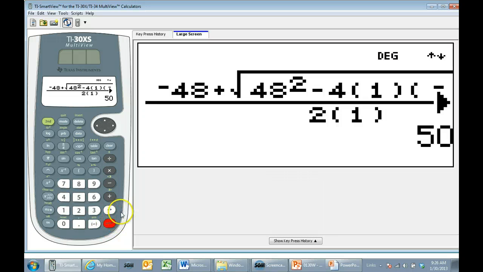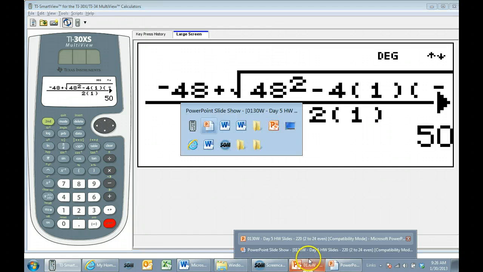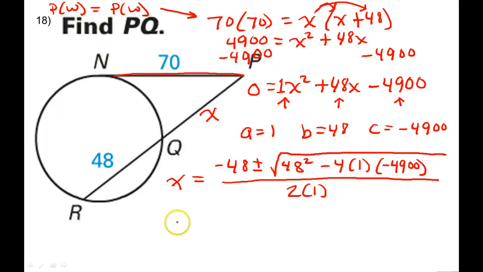So you can just type all of this into your calculator. Okay, and we get 50. Wow, what a nice clean answer that is. So 50 is one of our answers. So x equals 50. Now maybe there's another answer. So because we did the plus, how about the minus?